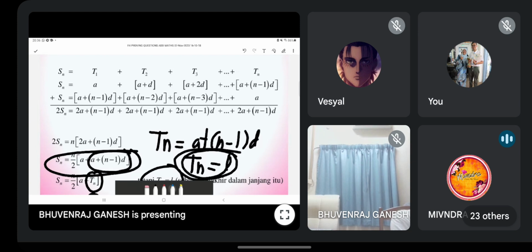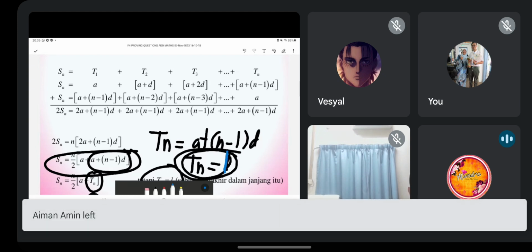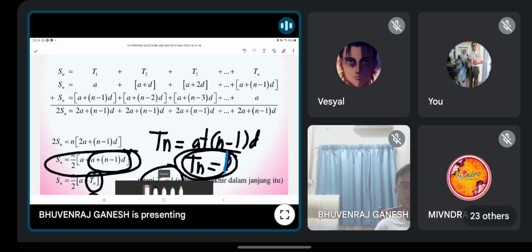Semua kat atas tu masih sama macam tadi, and then untuk yang ke bawah, Sn sama dengan n per 2 A tambah A tambah n-1D. A tambah A tu sebab kat atas tu ada 2A, so A plus A is 2A. And then A tambah n-1D tu kita jadikan L, iaitu sebutan terakhir. Kita ambil Tn tu sama dengan L. So A tambah n-1D tu Tn, so A plus Tn, A plus L lah terakhir. Itu je. Okay guys, boleh faham this question?